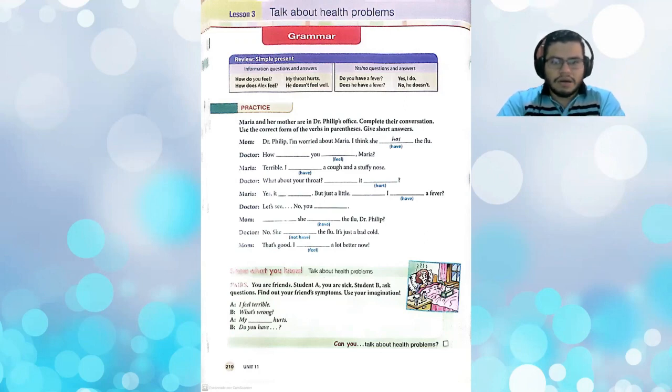Doctor: How do you feel, Maria? Maria: Terrible. I have a cough and a stuffy nose. What is a stuffy nose? It's when you are throwing away the liquid from your nose.